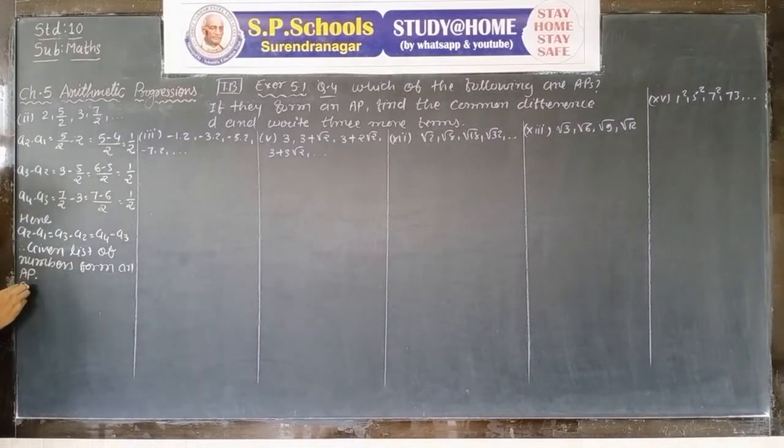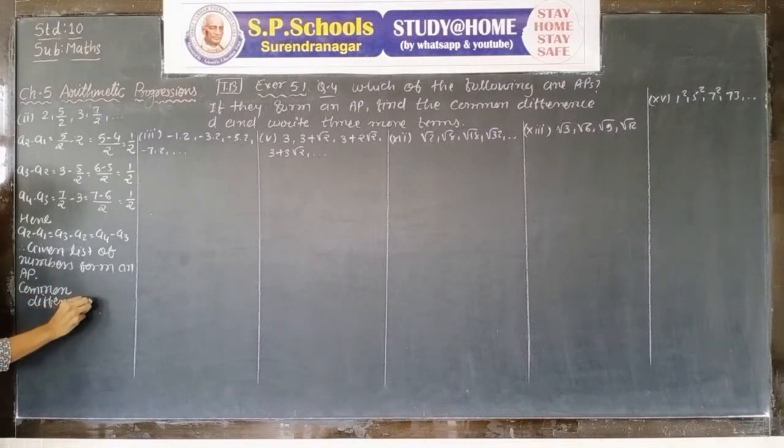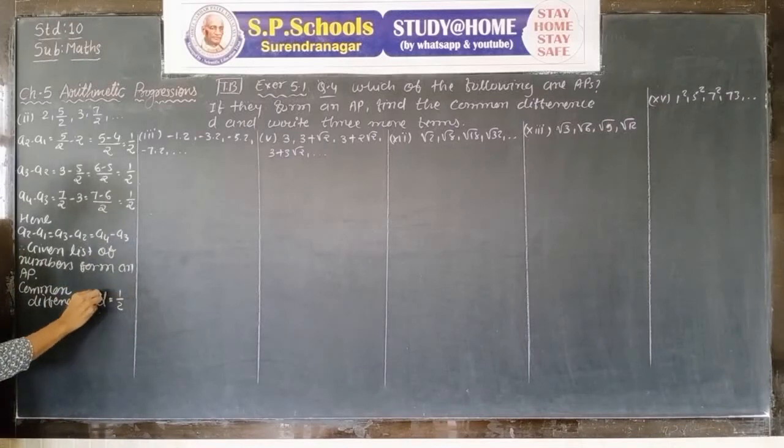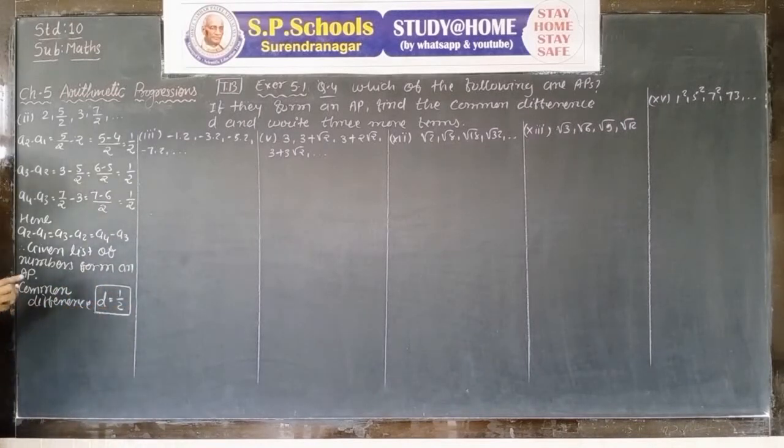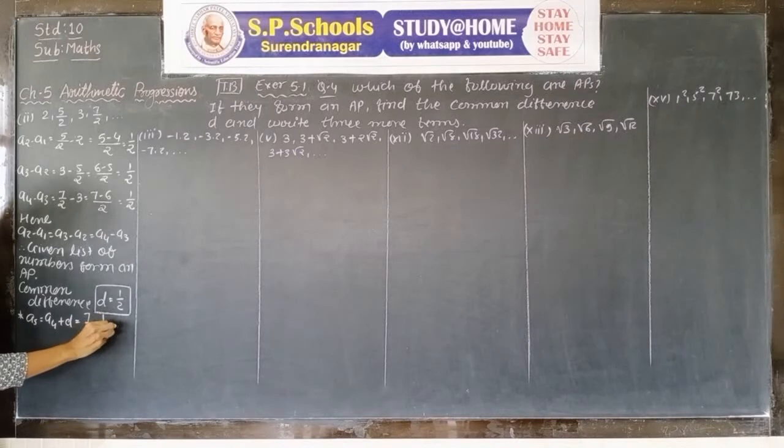The common difference d is equal to the difference of the consecutive terms, which is 1 upon 2, and we need to find the next 3 terms. Next 3 terms means after the 4 terms given. Fifth term is equal to a4 plus d, where a4 is 7 upon 2 plus 1 upon 2, which is 8 upon 2. 8 upon 2 gives 4.